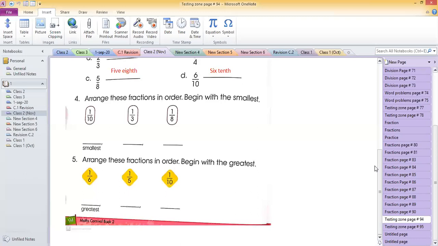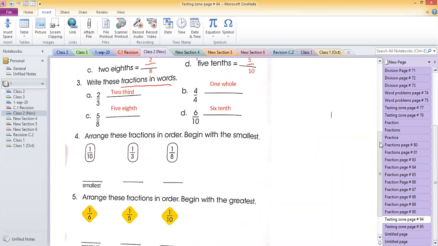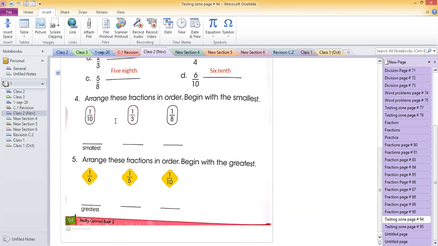The next thing we have to do is arrange these fractions in order, beginning with the smallest. Okay, guys, we have already finished the exercise where we have unit fractions. These all are unit fractions. They have the same numerator but different denominators. If they have the same denominator, we check that the more the numerator, the bigger the fraction. But here we have different denominators, in the unit fractions.